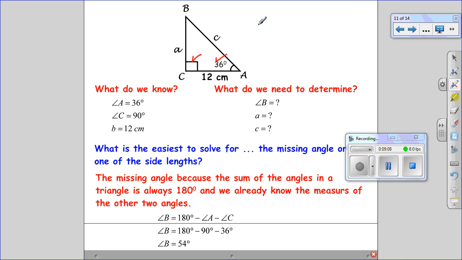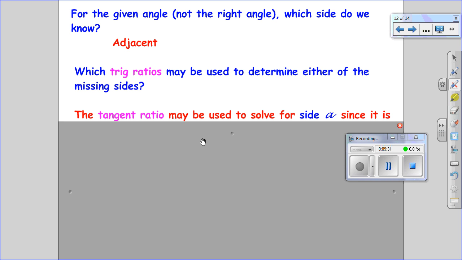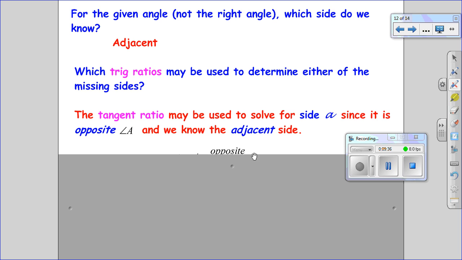Now, if I go backwards here, for the angle I was given, and I always try and stick with the angle I was given in order to solve a problem. For that angle, I know this side here, which is my adjacent side. C is opposite my right angle, so it's my hypotenuse, and A is opposite the angle I was given. So that's important to be aware of, because that's going to help me determine what I need to do.